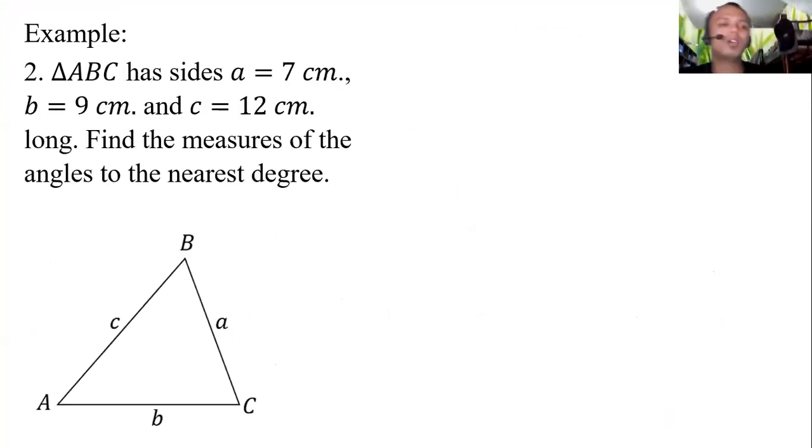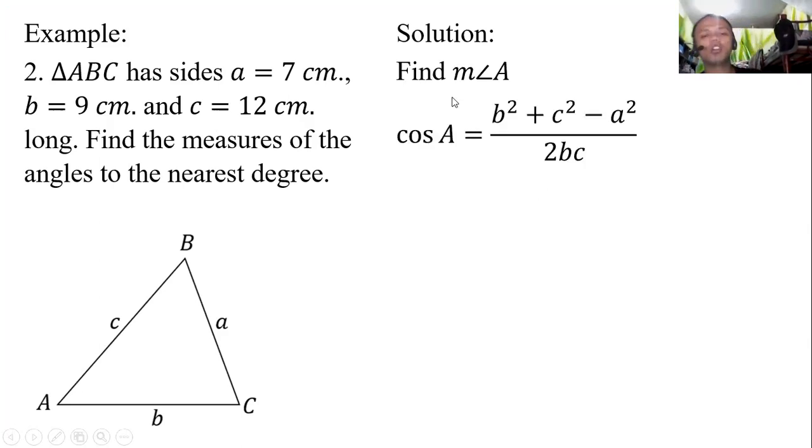Next example. Triangle ABC has sides A equal to 7 centimeters, side B equal to 9 centimeters, and C equal to 12 centimeters long. Find the measures of the angles to the nearest degree. So this time we are in the SSS case, since we are given three sides. This is what we will use to find the measure of angle A: cosine A equals B squared plus C squared minus A squared over 2BC.